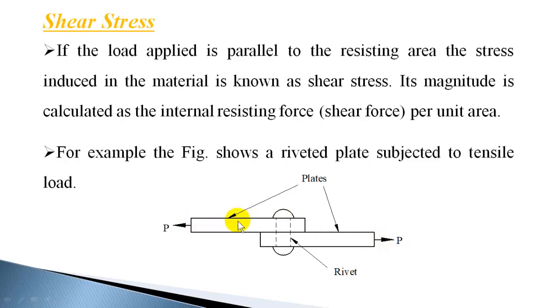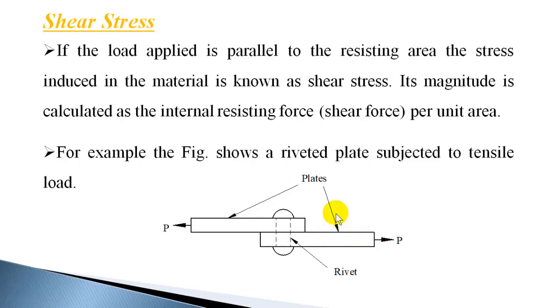So this force acting on the left side will be transmitted to this lower plate through the rivet, and it will be exerting a force towards the left. So the lower plate is subjected to tensile force, so it is subjected to normal stress. Similarly, the force applied on the lower plate will be transmitted to the upper plate through the rivet, and the force will be acting towards the right, and this plate will be subjected to tensile force. So both the plates are subjected to normal tensile stress.